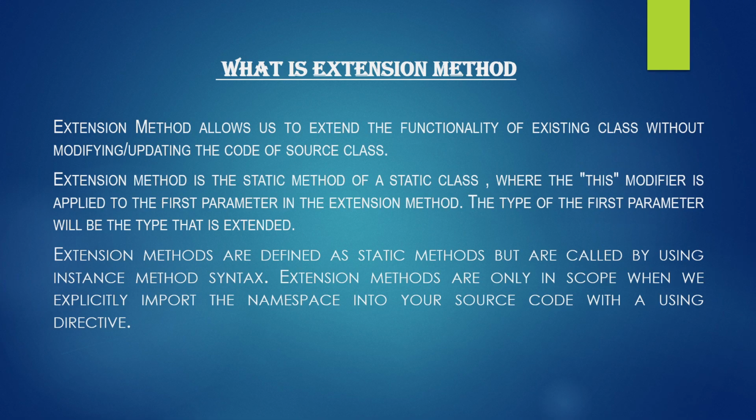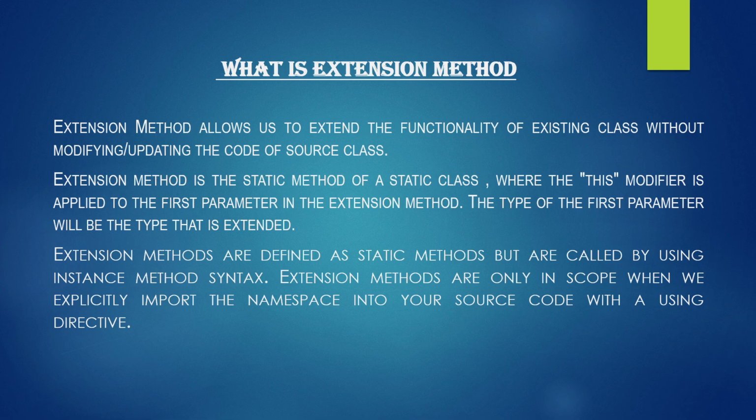What is an extension method? An extension method allows us to extend the functionality of an existing class without modifying or updating the code of the source class. It means that if we want to extend the functionality of an existing class, or suppose there are 3 or 4 methods in a class and we want to add some more functions in that class, but we don't want to change the source code of that class, then in that case we can use extension methods.